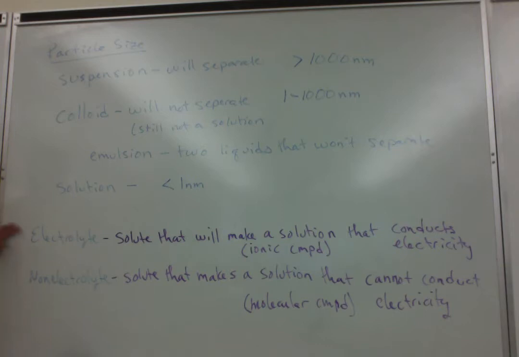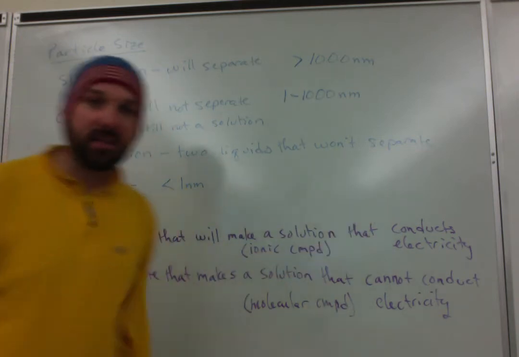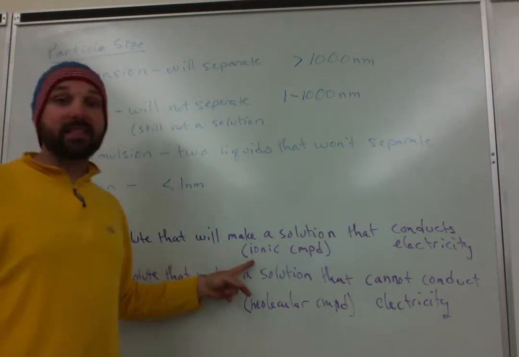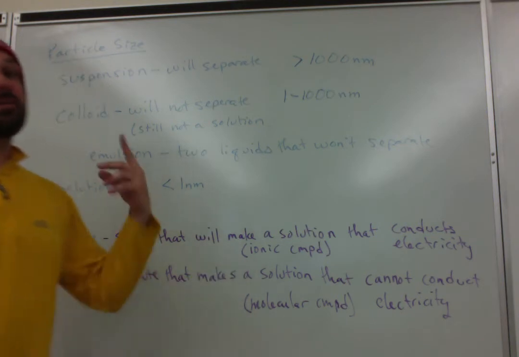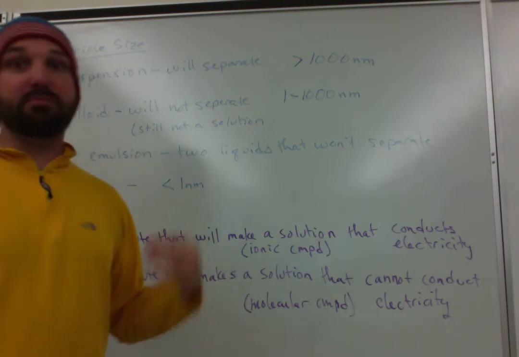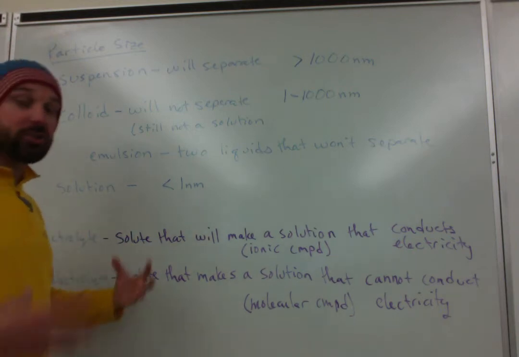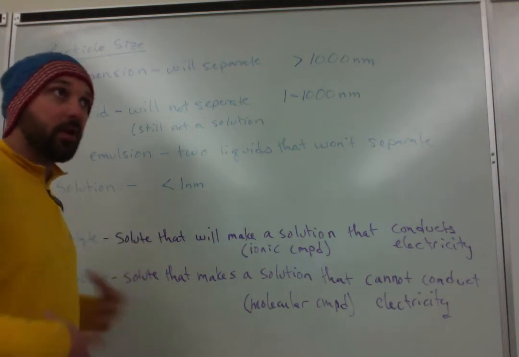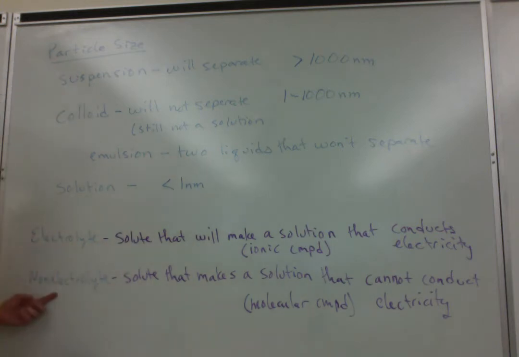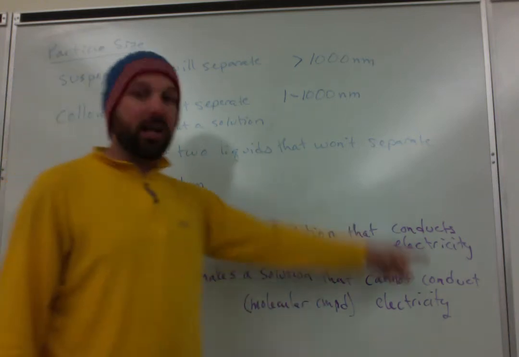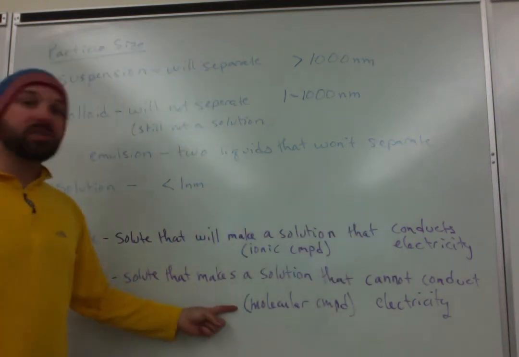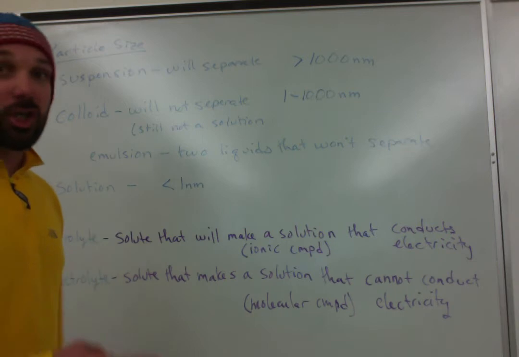Real quick, electrolyte, non-electrolyte. This is all that it really comes down to. An electrolyte is a solute that will make a solution that can conduct electricity. Basically, that's going to be your ionic compounds, salts, acids, bases, those things that make charged species when it goes into solution. A non-electrolyte is a solute that makes a solution that cannot conduct electricity. Those are going to be your molecular compounds like sugar.